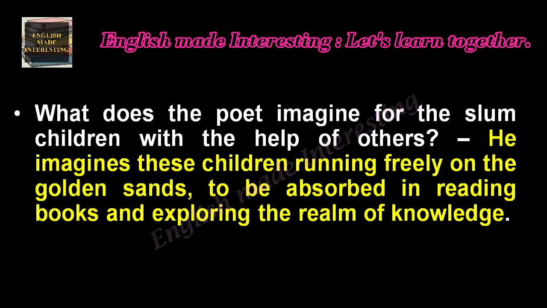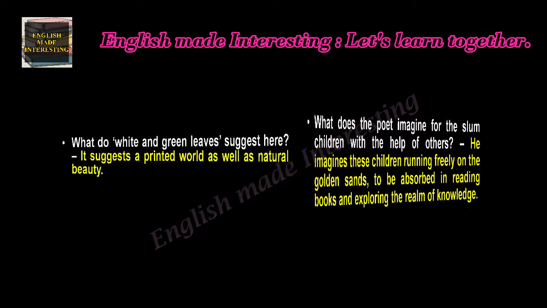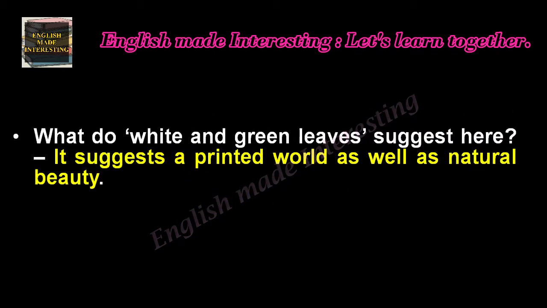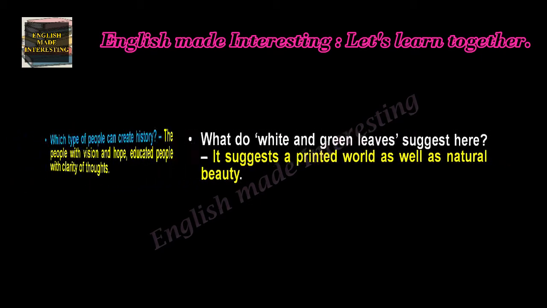What does the poet imagine for the slum children with the help of others? He imagines these children running freely on the golden sands, to be absorbed in reading books and exploring the realm of knowledge. What do white and green leaves suggest to you? It suggests a printed world as well as natural beauty.